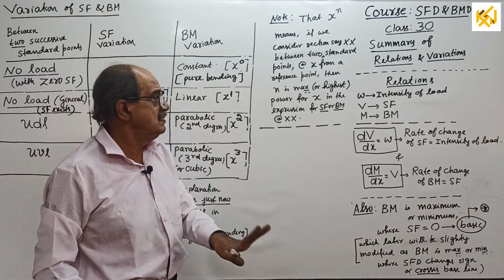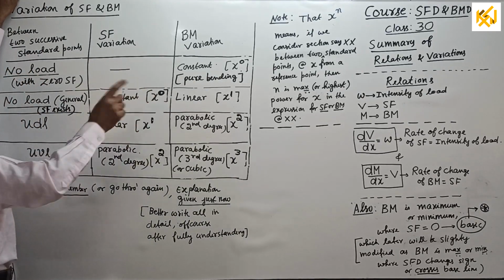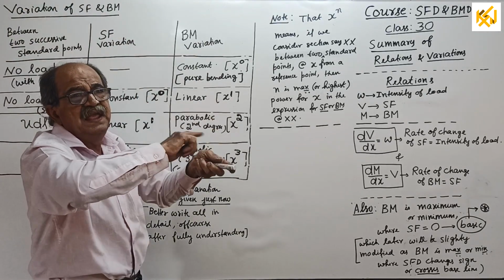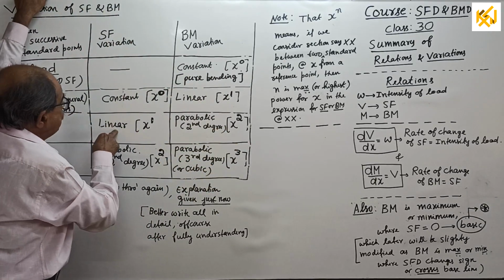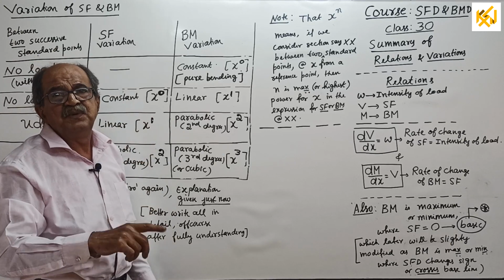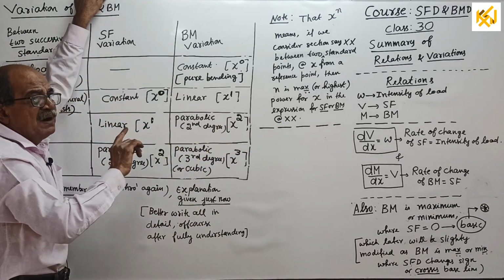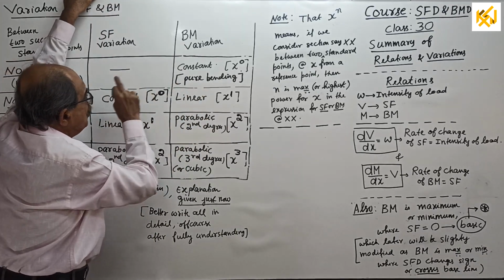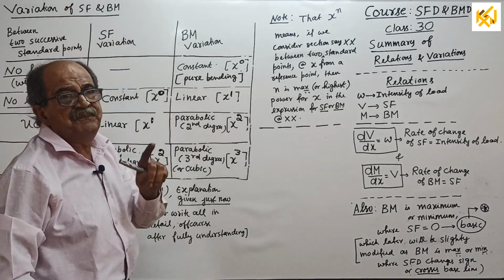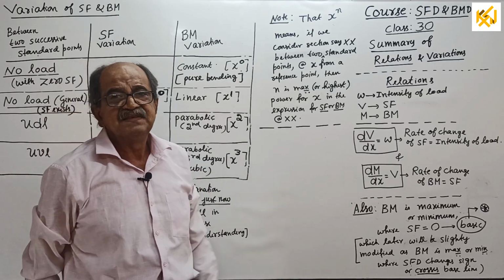I proved it. Then UDL: between two successive standard points, if a UDL is there, then shear force will be x power 1. See, as you come down here, the power of x will increase by 1. As you go this way also, the power will increase by 1. From SF to BM, SF is x power 0, BM is x power 1.